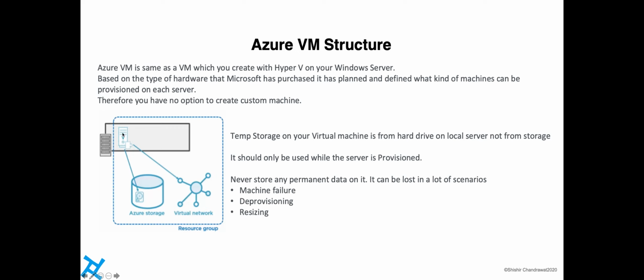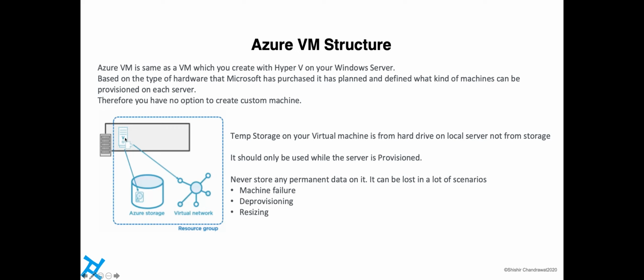So if last time the D drive was here, now the D drive, the temporary storage, will be on this server. So this is why the temporary storage keeps changing. And that's why they say that this storage is not permanent, and don't preserve any data on it, or don't put any data on it which you need later. It should be only used while the server is provisioned. So by the time the server is available here, this D drive will be available.